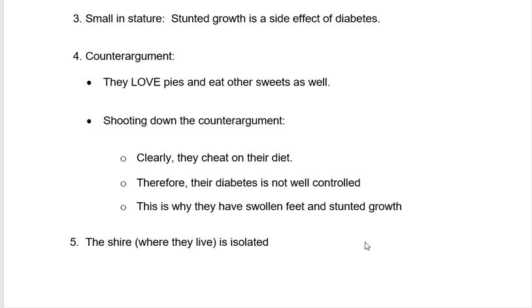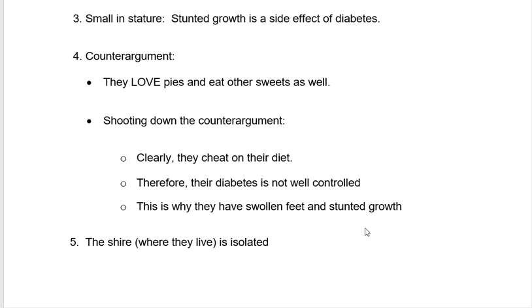As I mentioned earlier, the place where they live is isolated. It's a little farming community. They almost never leave the place. So that explains why the whole society is stunted in its growth, why they look the way they do. They intermarry, and they have intermarried for generations, so the whole species is diabetic. I think that's a pretty solid proof.